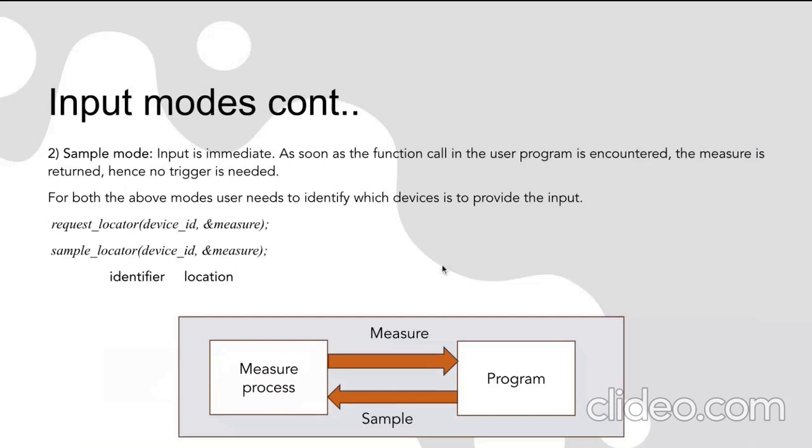In this, input is immediate as soon as the function call is encountered in the user program. For both request and sample modes, the user needs to identify which device provides input. For instance, request_locator is a function which is called when a user does something, and here the input is immediate. As soon as a function call is done, it responds back.